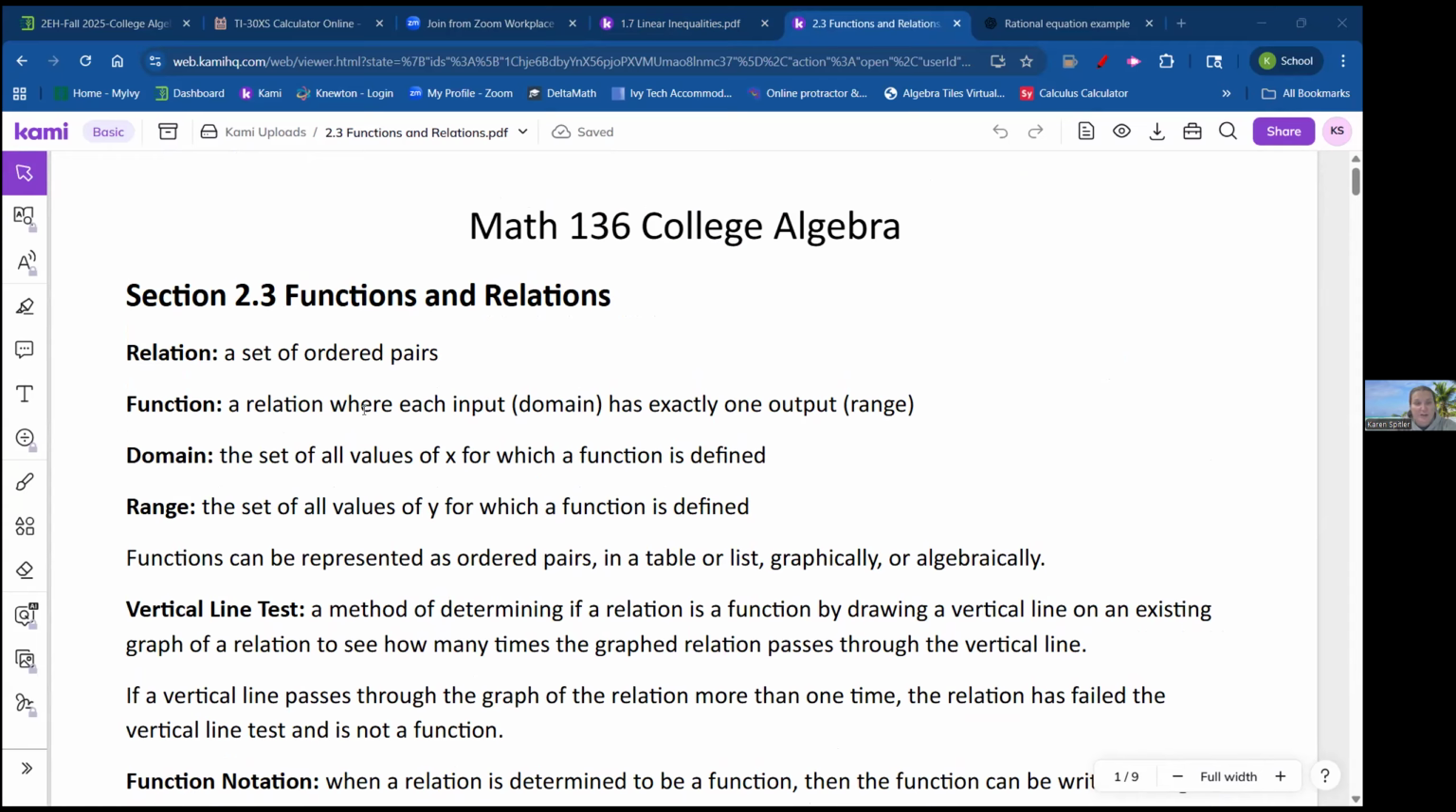Domain, there we go, the set of all values x for which the function is defined. Range, the set of all values of y for which the function is defined. And functions can be represented as ordered pairs in a table or list, graphically or algebraically. So there's different ways to represent functions.